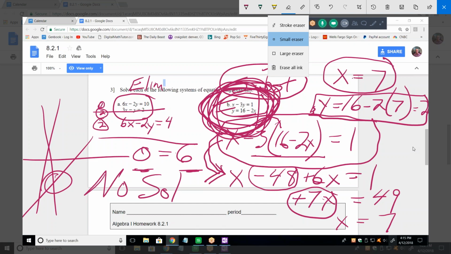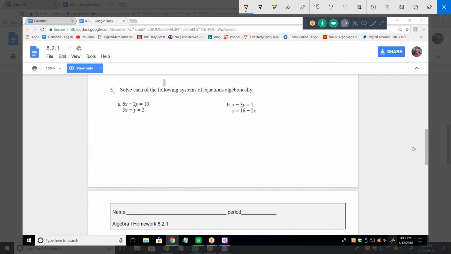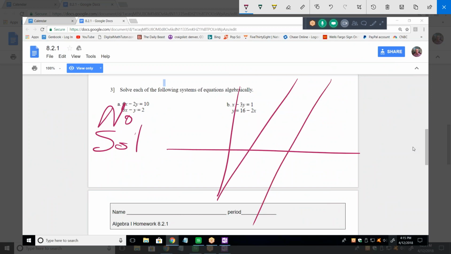Now, let's talk about that for a moment. Because the first one we came up with was no solution, right? Yeah. Well, what no solution means is you have two parallel lines. So that one's one parallel line, and that one's another parallel line. And parallel lines never cross. Doesn't matter if you go all the way to infinity. That's the definition of parallels. They will never cross. So there will never be a solution.